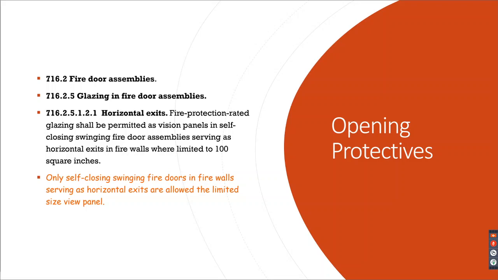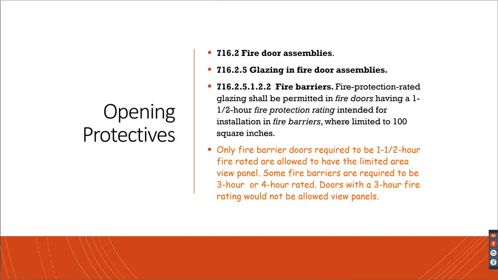Only these can have that. And then for fire barriers, fire protection rated glazing shall be permitted in fire doors having a 1.5 hour fire protection rating intended for installation in fire barriers, limited to 100 square inches. So for this one, only fire barrier doors required to be an hour and a half fire rated are allowed to have the limited area view panel.